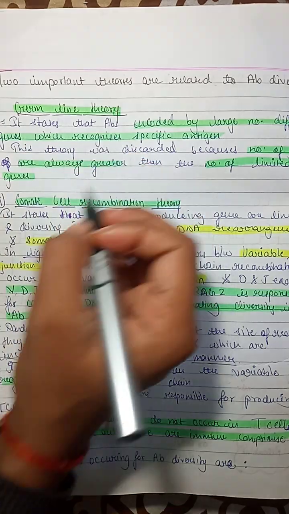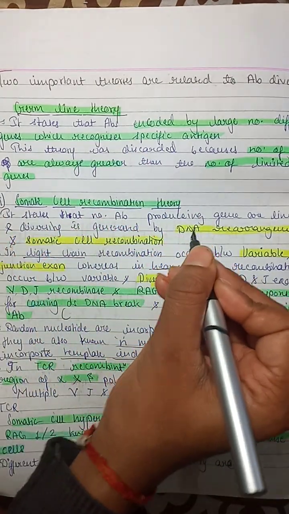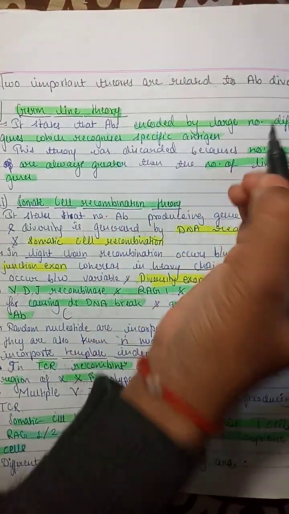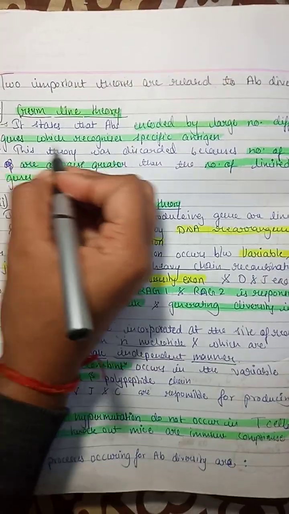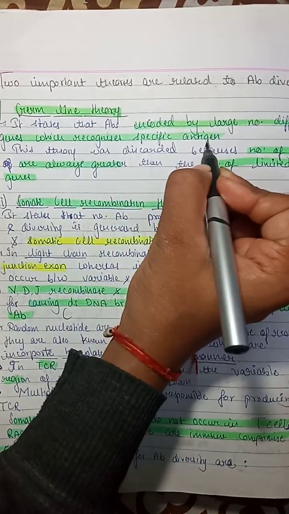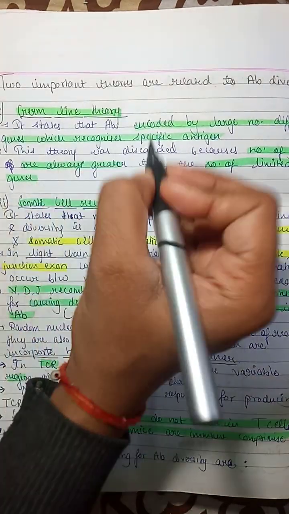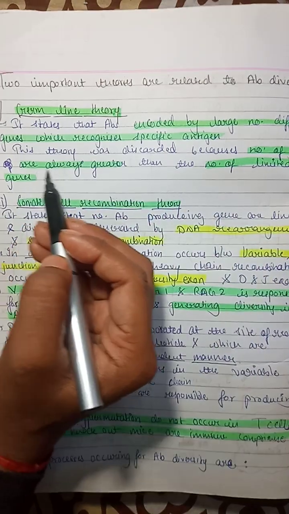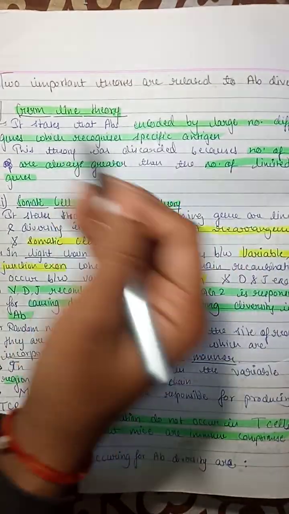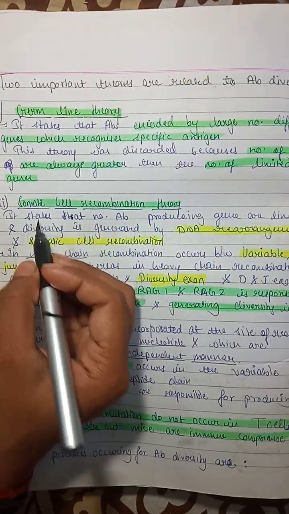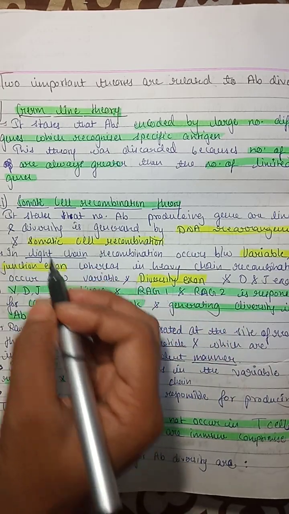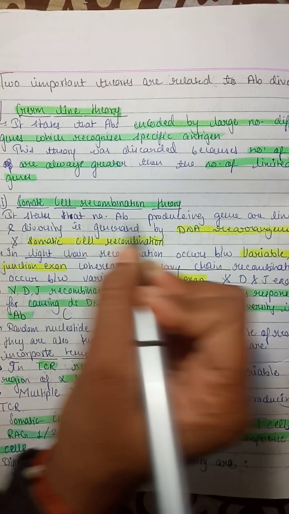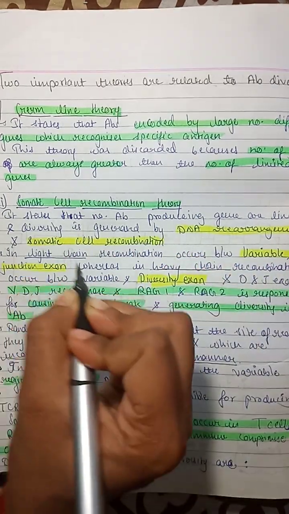Two important theories are related to antibody diversity. First is the germline theory and second is the somatic cell recombination theory. The germline theory states that antibodies are encoded by a large number of different genes, each recognizing a specific antigen. This theory was discarded because the number of antigens is always greater than the number of limited genes. So the germline theory is not applicable. The somatic cell recombination theory states that the number of antibody producing genes is limited and diversity is generated by DNA rearrangement and somatic cell recombination.